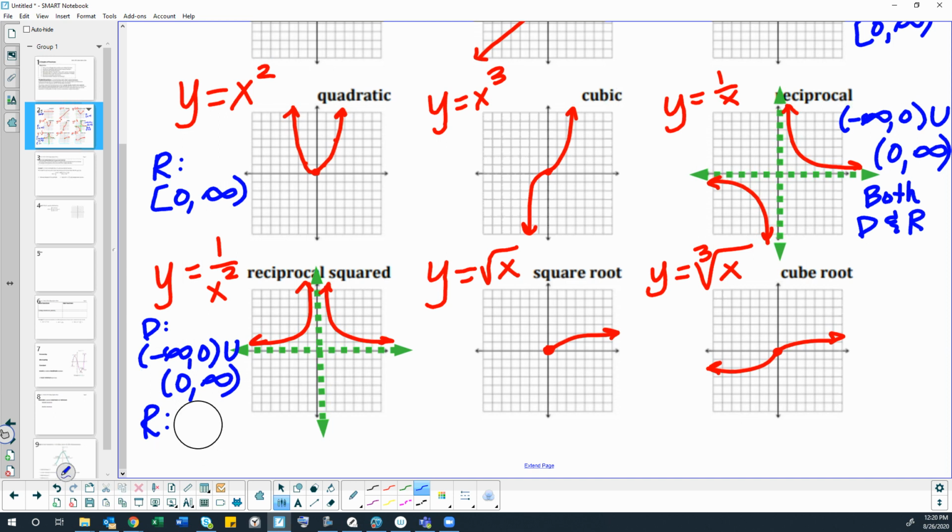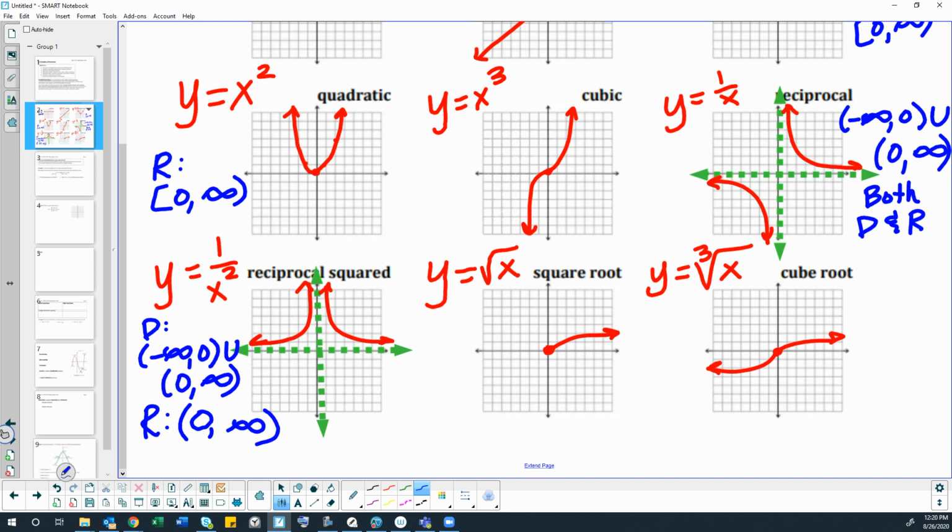Oh, wait. I'm doing that wrong again. I was doing bracket. Parenthesis. Yeah? Do you see why I had to change that to a parenthesis? There's an asymptote there. It doesn't include 0. So 0 to infinity, that's our y values. So left to right is domain, bottom to top is range.